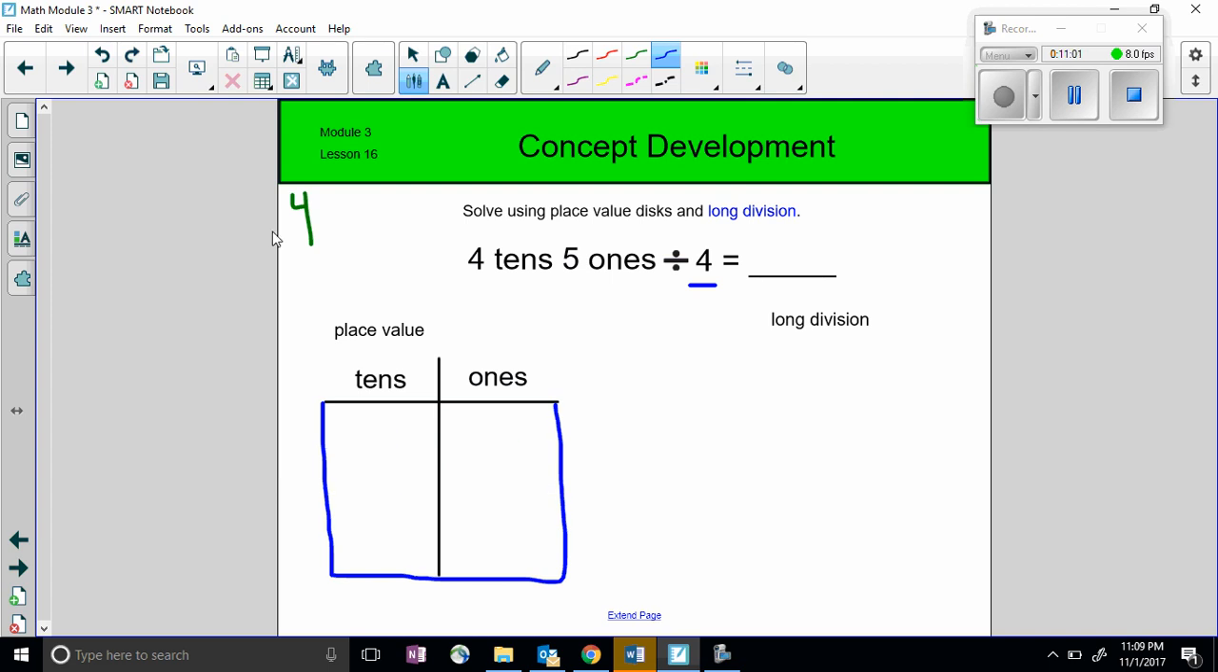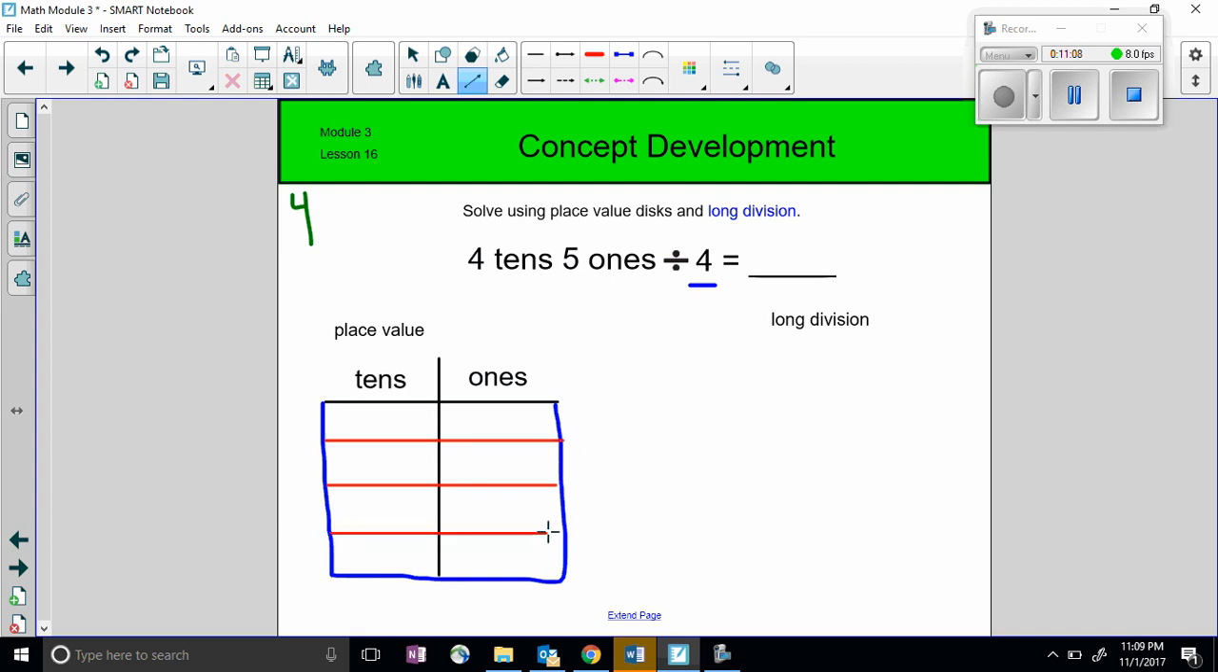Ah, that was messy. Aw, now it's in red. I'll live.